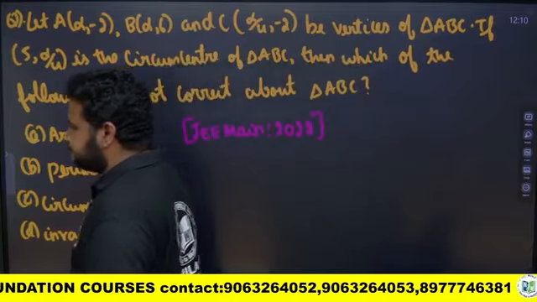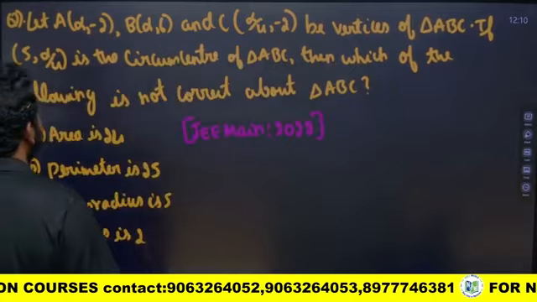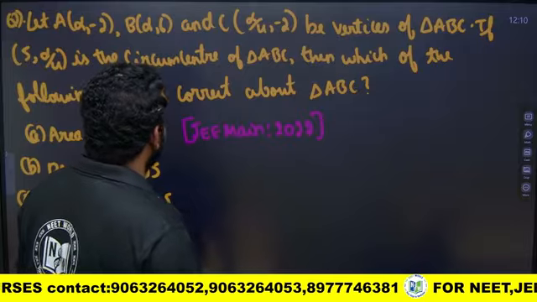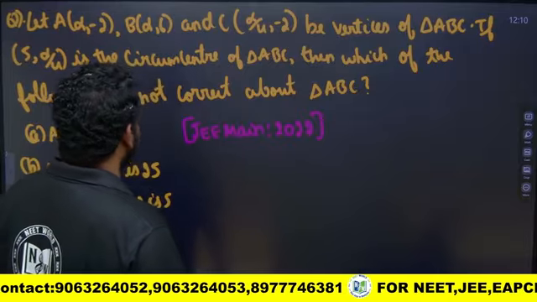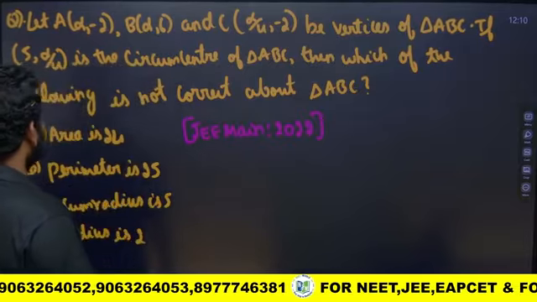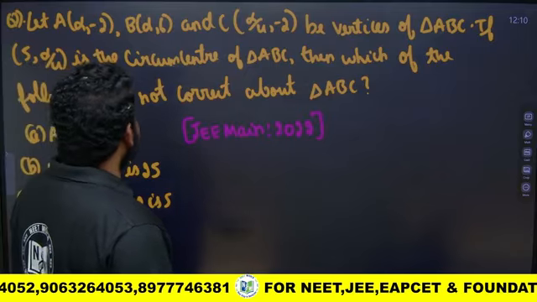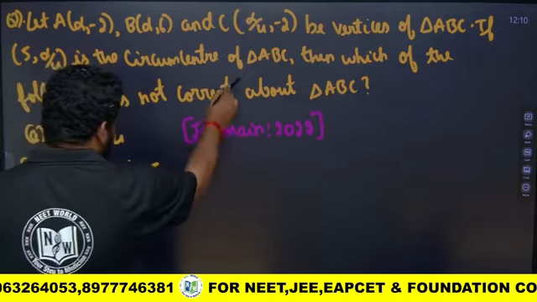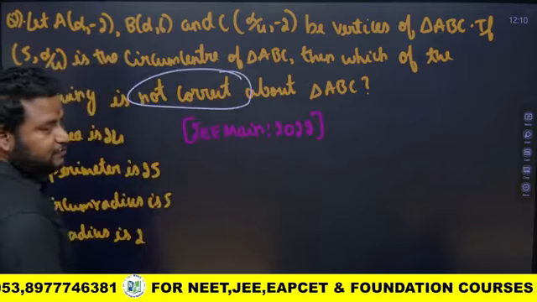So what are they telling? Let A be (alpha, minus 2), B be (alpha, 6) and C be (alpha by 4, minus 2) of a triangle ABC. If (5, alpha by 4) is the circumcenter of the triangle, then which of the following is not correct? They are not asking which is correct. Which of the following is not correct?